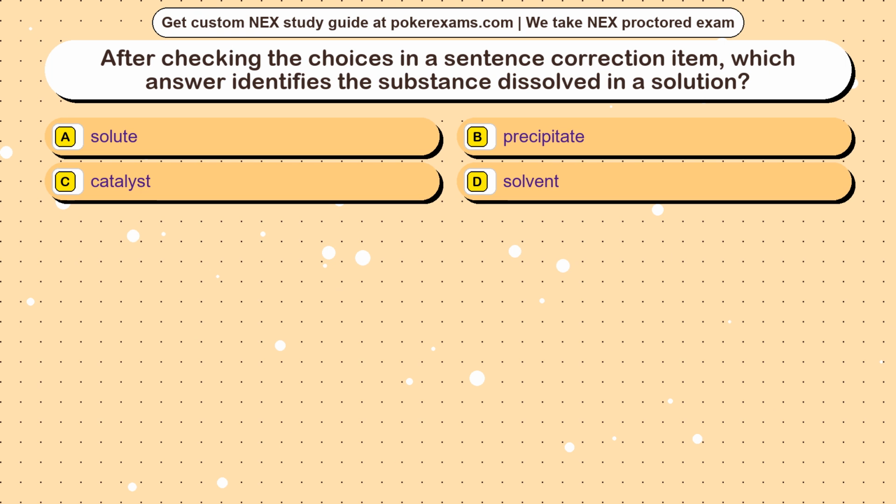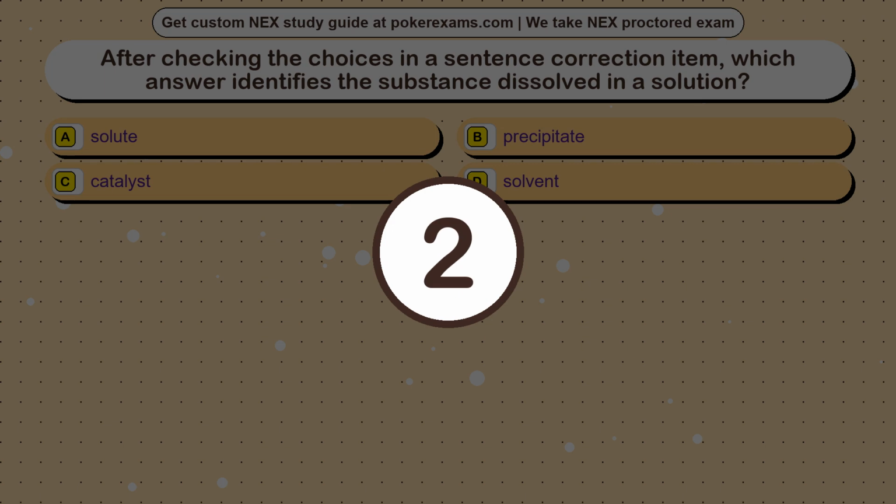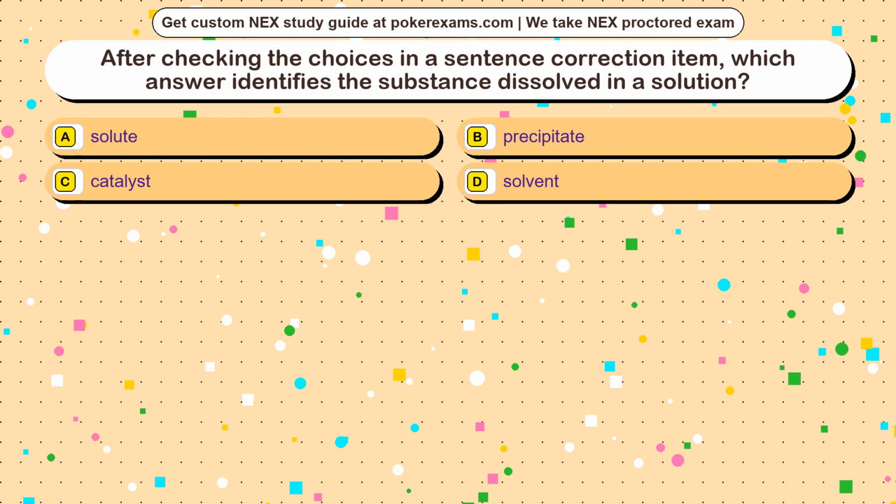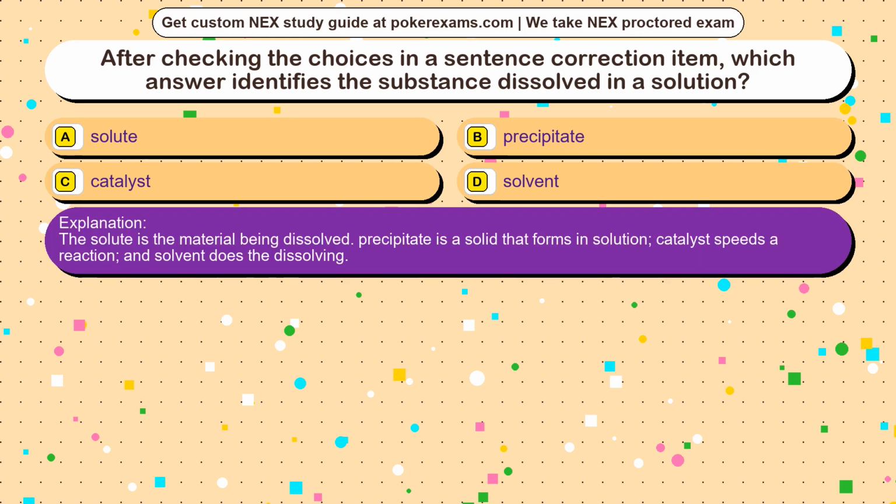Question 3. After checking the choices in a sentence correction item, which answer identifies the substance dissolved in a solution? Option A, solute. Option B, precipitate. Option C, catalyst. Option D, solvent. The correct answer is option. The solute is the material being dissolved. Precipitate is a solid that forms in solution, catalyst speeds a reaction, and solvent does the dissolving.